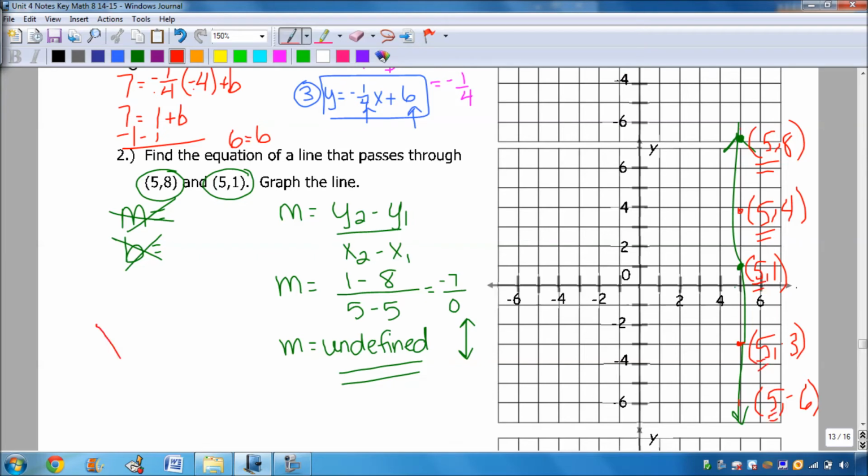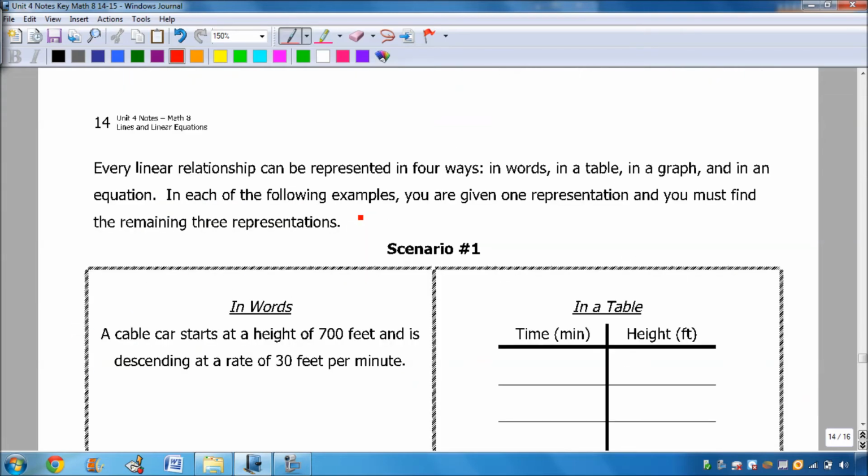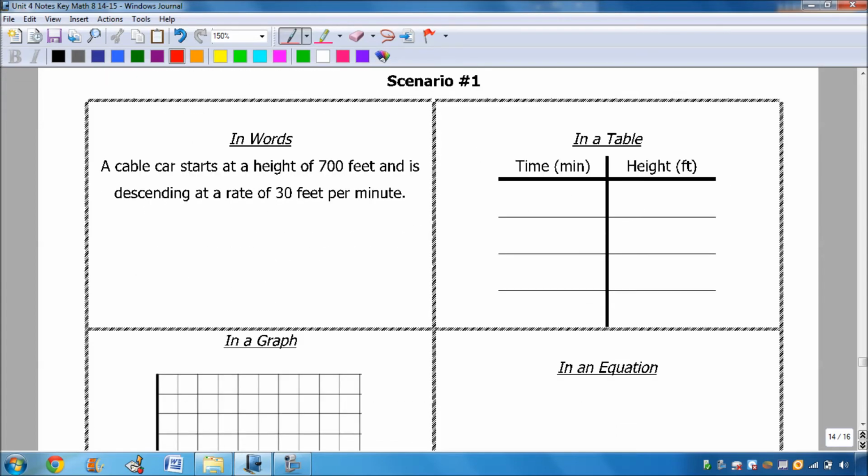So that's the equation of your line. X equals 5. Okay? All right, please skip to page 14, and let's read what it says. Every linear relationship can be represented in 4 ways, either in words, in a table, in a graph, or in an equation. So in each of the following examples, you are given one representation and you must find the remaining 3 representations. We're only going to do one example right here.